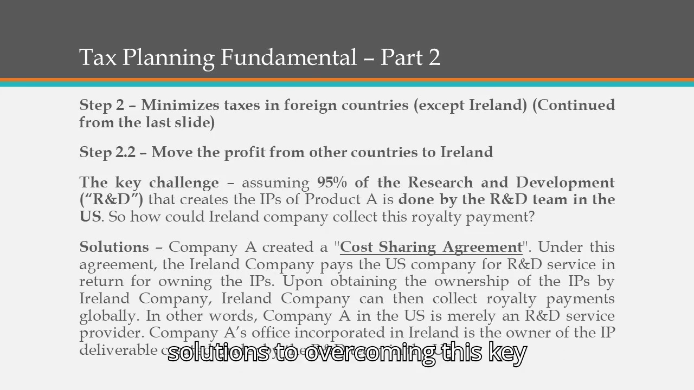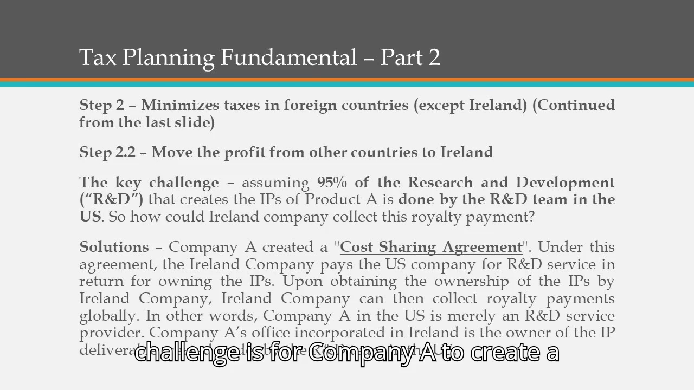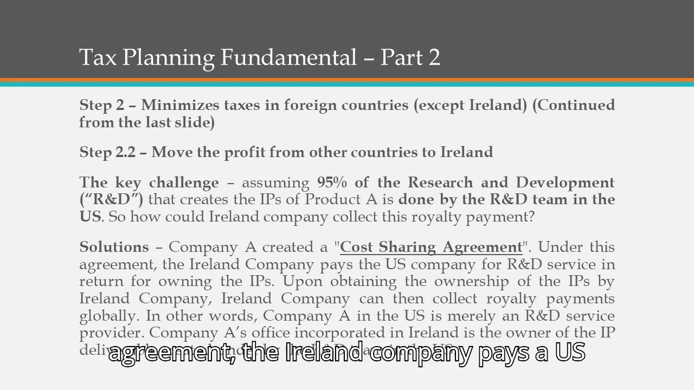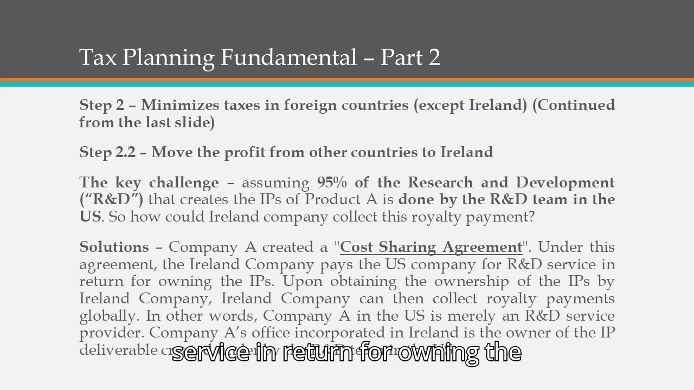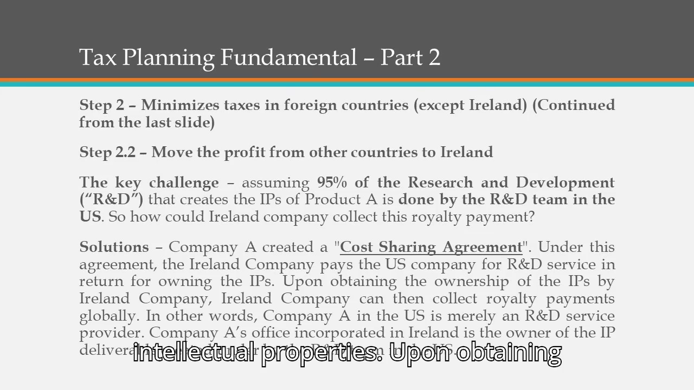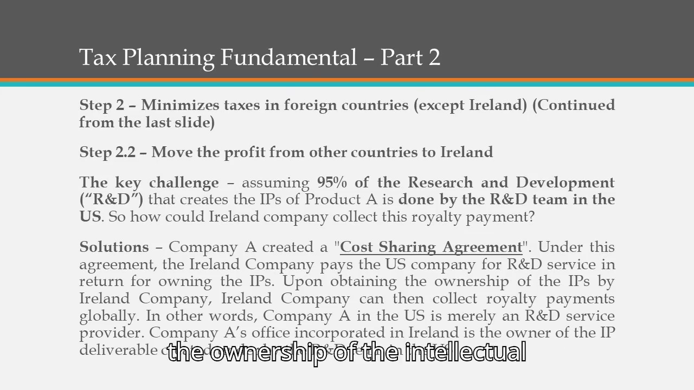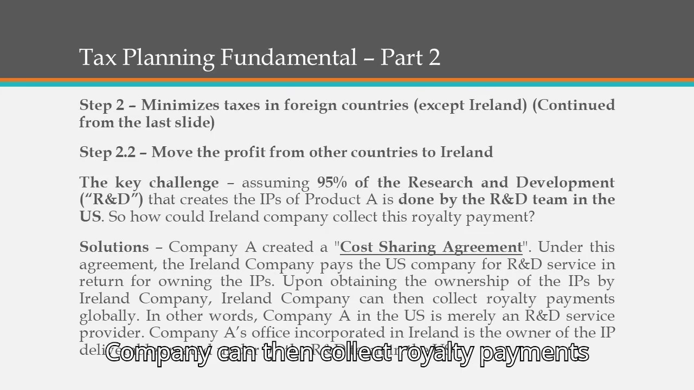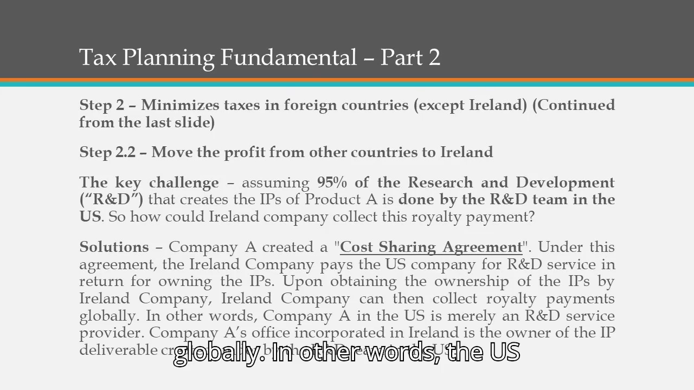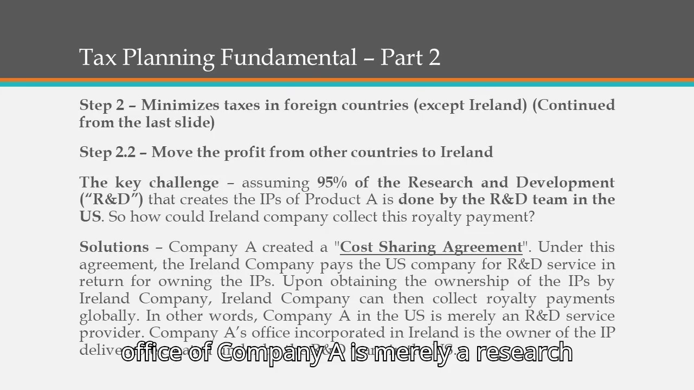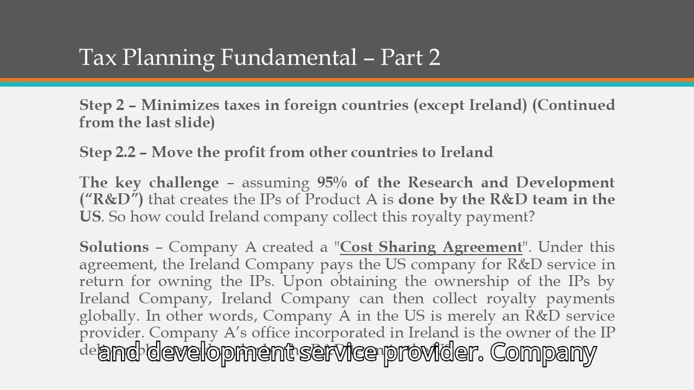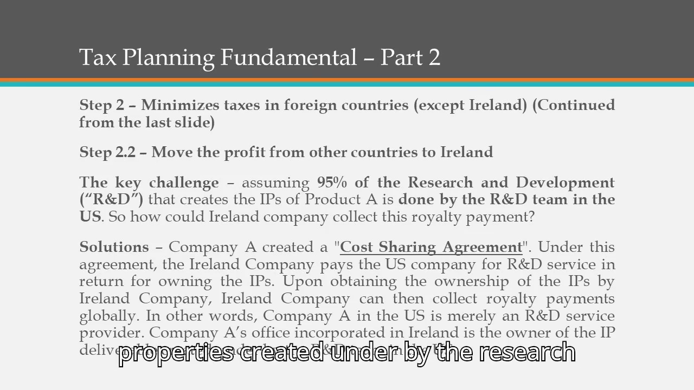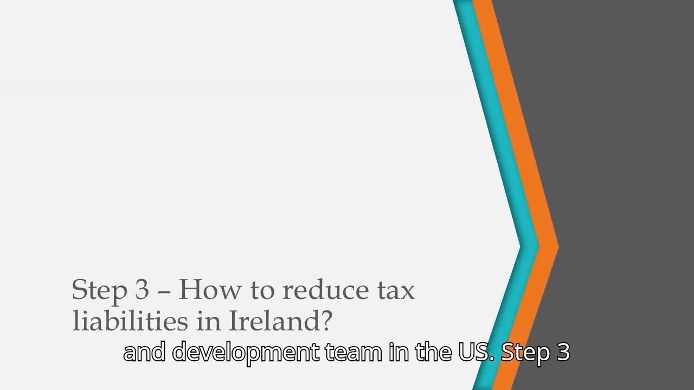The solution to overcoming this key challenge is for Company A to create a cost-sharing agreement. Under this agreement, the Ireland Company pays a U.S. company for research and development service in return for owning the intellectual properties. Upon obtaining the ownership of the intellectual properties, the Ireland Company can then collect royalty payments globally. In other words, the U.S. office of Company A is merely a research and development service provider. Company A's office incorporated in Ireland is the final owner of the intellectual properties created by the research and development team in the U.S.